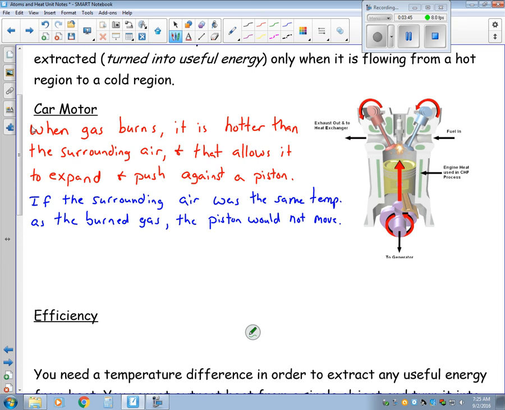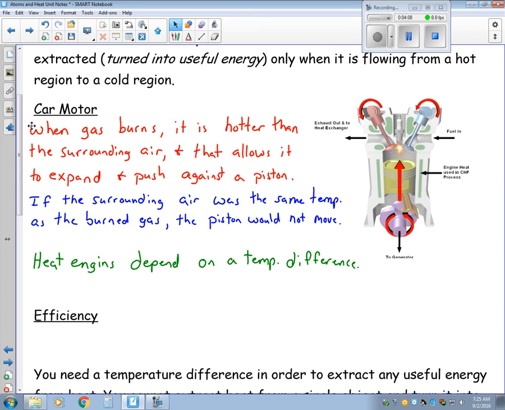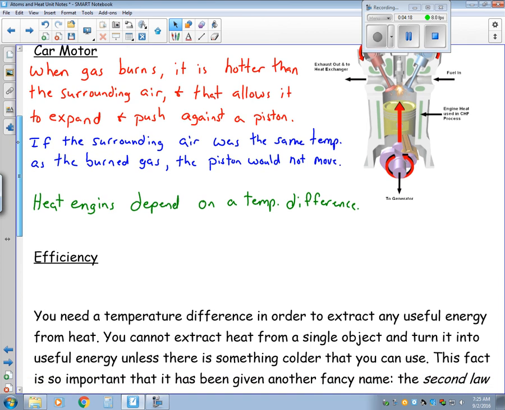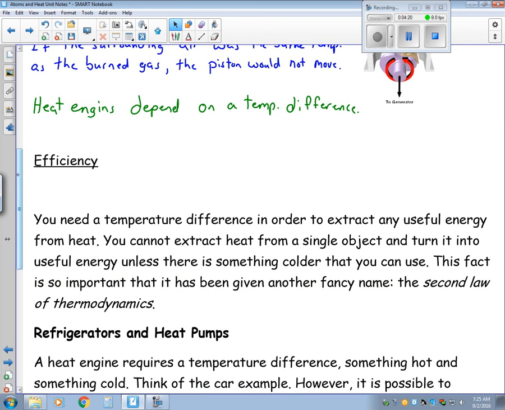So, for a car, which is basically a heat engine, they depend on a temperature difference. There has to be some place for that heat energy to flow, because heat is energy flowing from a hot region to a cold region. Now this leads us into a formula called efficiency.